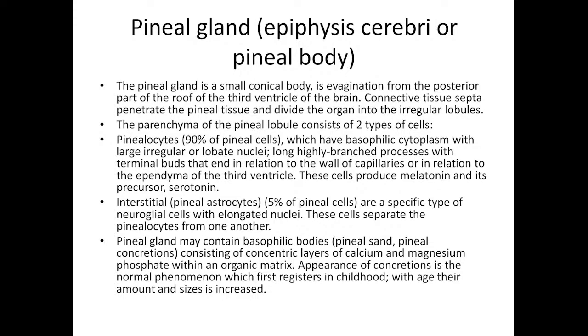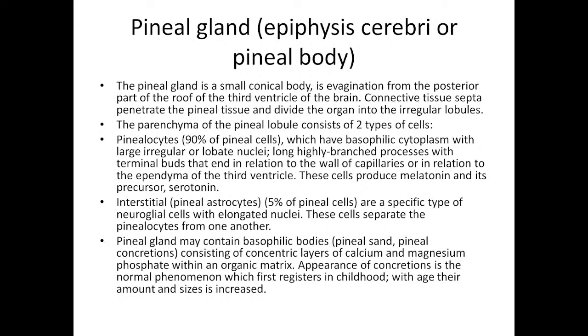The parenchyma of the pineal lobule consists of two types of cell. Pinealocytes, 90% of pineal cells, have basophilic cytoplasm with large irregular lobate nuclei, and long, highly branched processes with terminal buds that end in relation to the wall of the capillaries or in relation to the ependyma of the third ventricle. These cells produce melatonin and its precursor, serotonin.